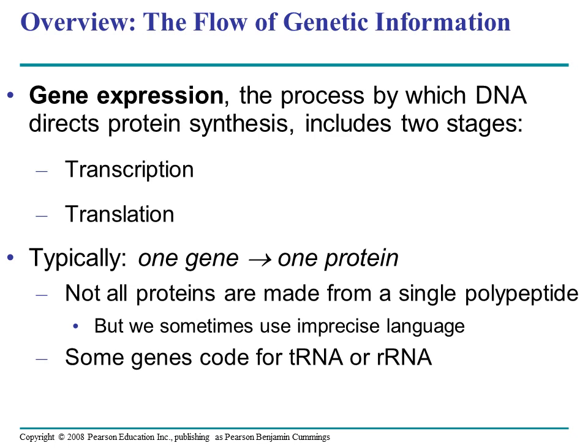So in general, it's important to know the flow of genetic information. The process of gene expression, which is how you get from the original DNA to the actual proteins being made, has two phases: first transcription and then translation. Now typically, one gene makes one protein. Technically, one gene actually makes one polypeptide, and some proteins are made up of multiple polypeptides.